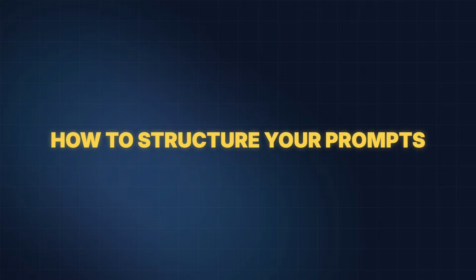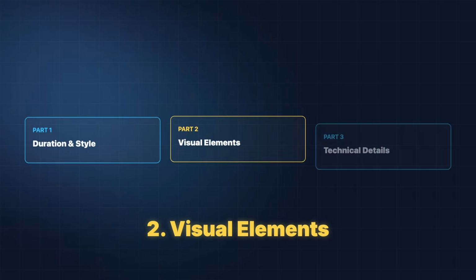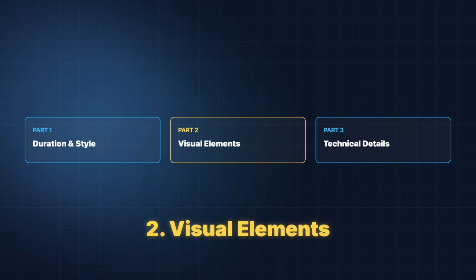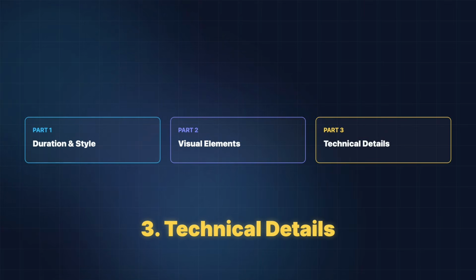Before we jump into making videos, let me show you how to actually structure these prompts. First, duration and style. Tell it how long and what vibe. Second, visual elements. Describe what you want to see. Fast cuts, slow pans, text overlays, specific assets. Be specific. Third, technical details. Fonts, colors, pacing. Use bold sans serif fonts or no clip longer than 1.5 seconds.